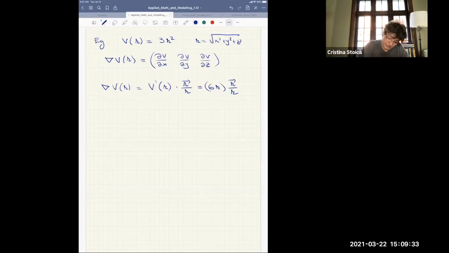In another example, I have V of r equal to ln r plus 6r squared, I don't know, plus 1. What is the gradient of V? It will be 1 over r plus 12r, times r over r.